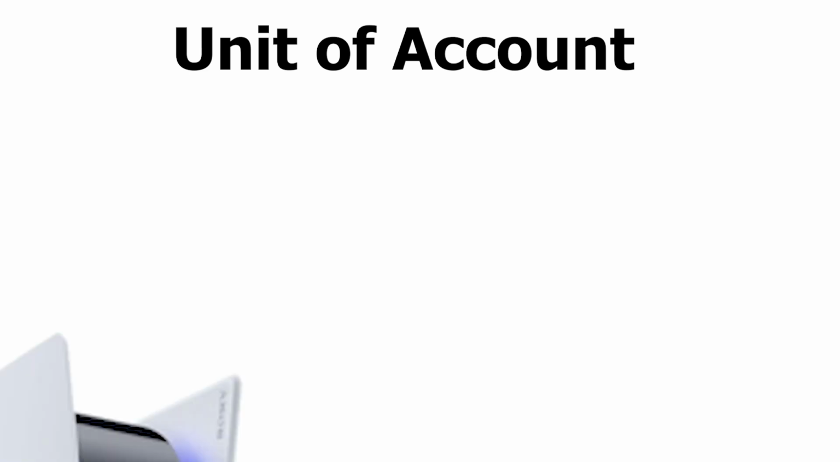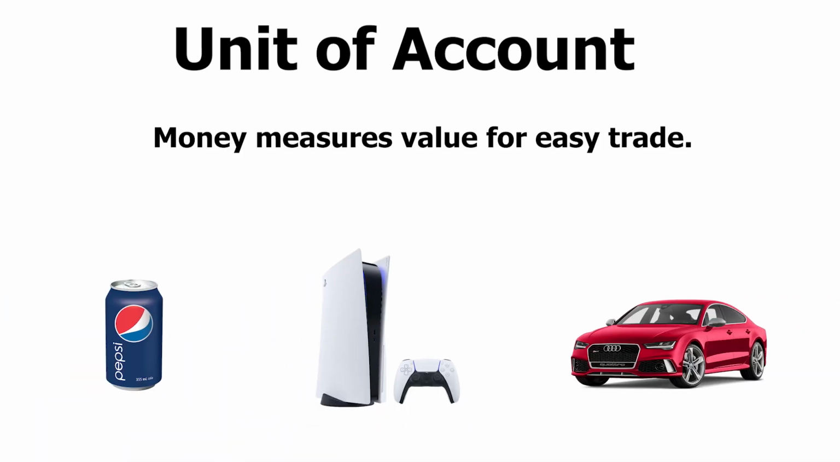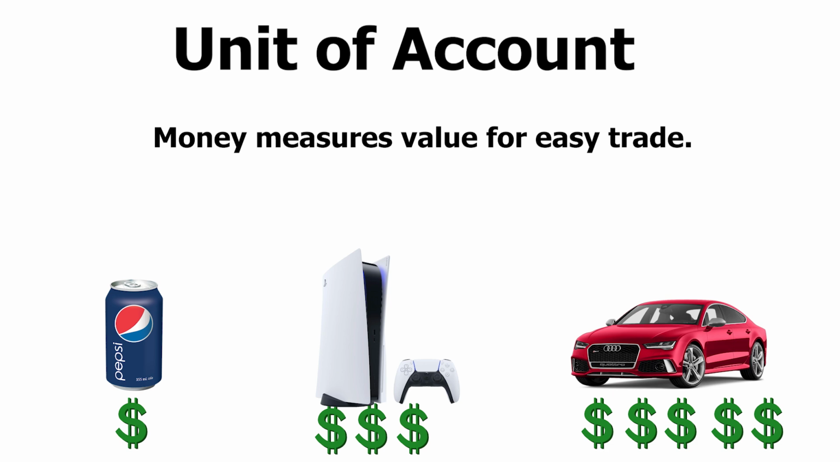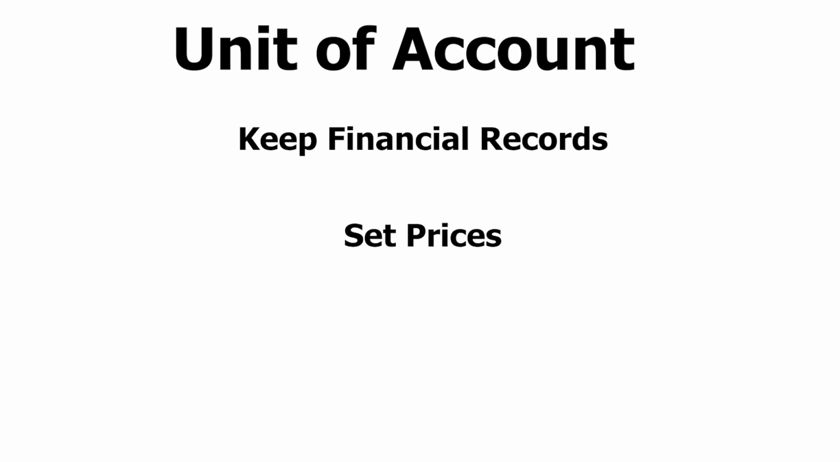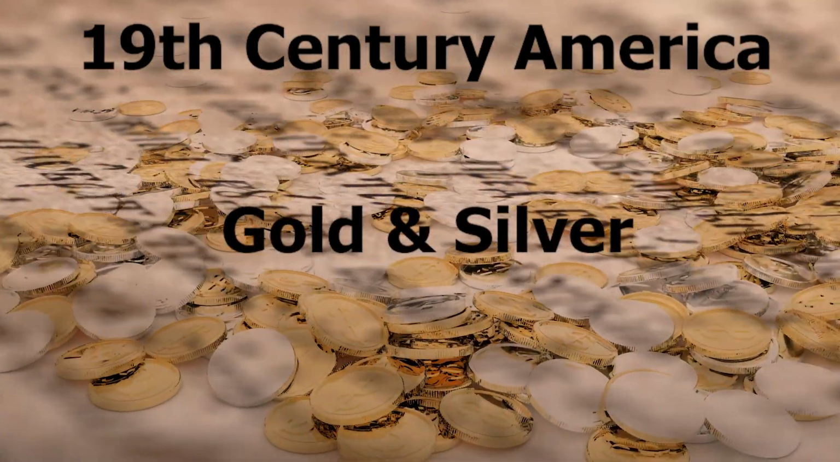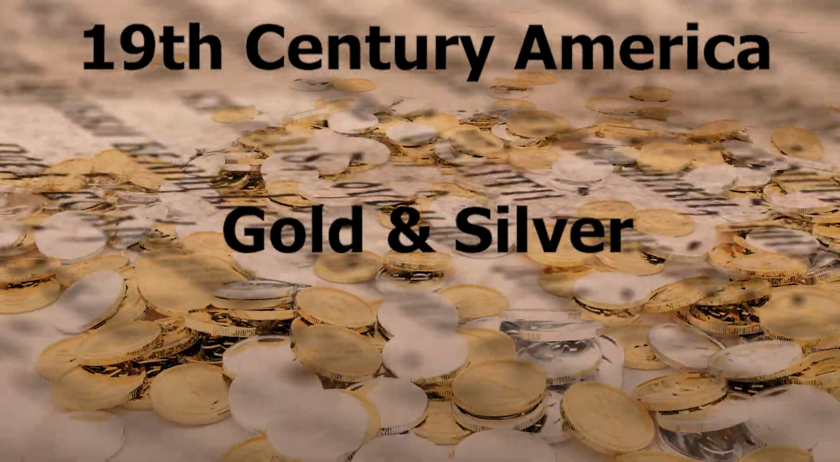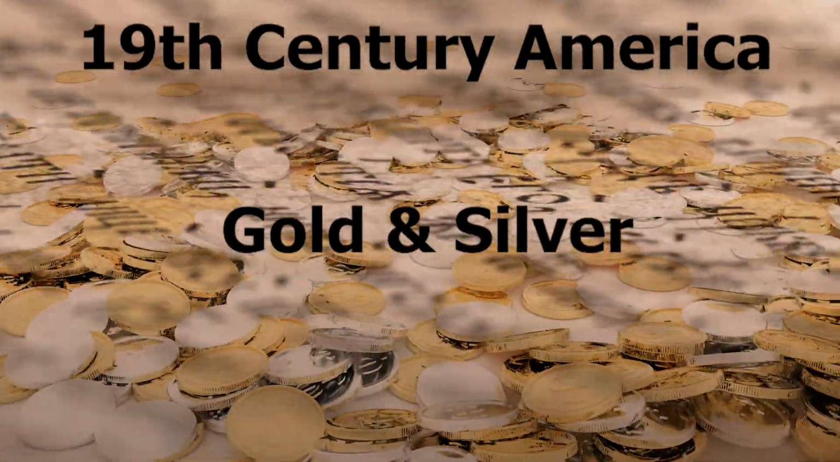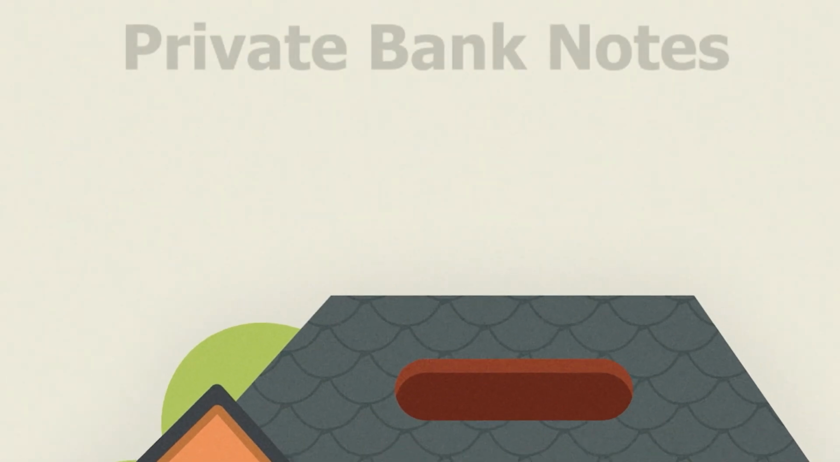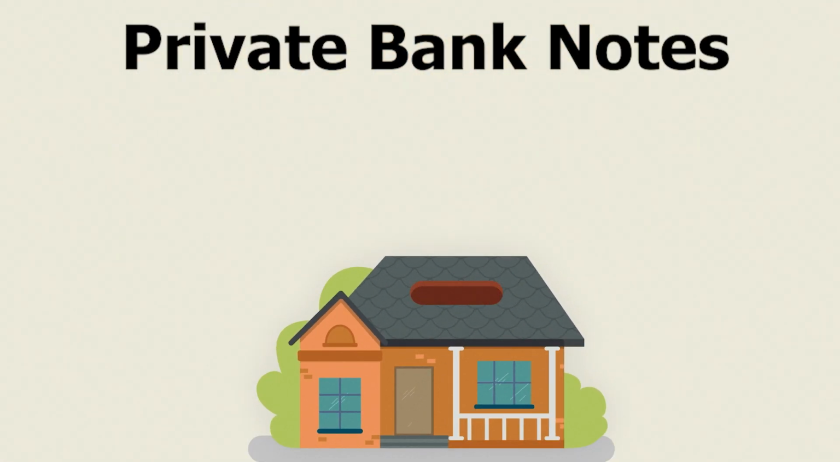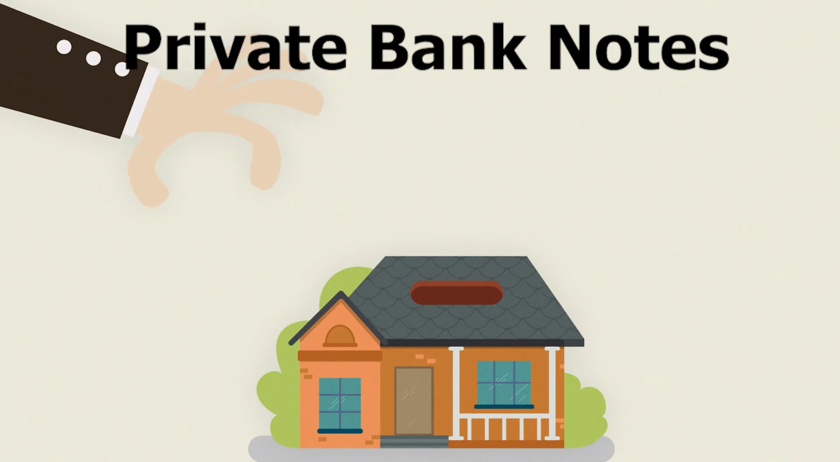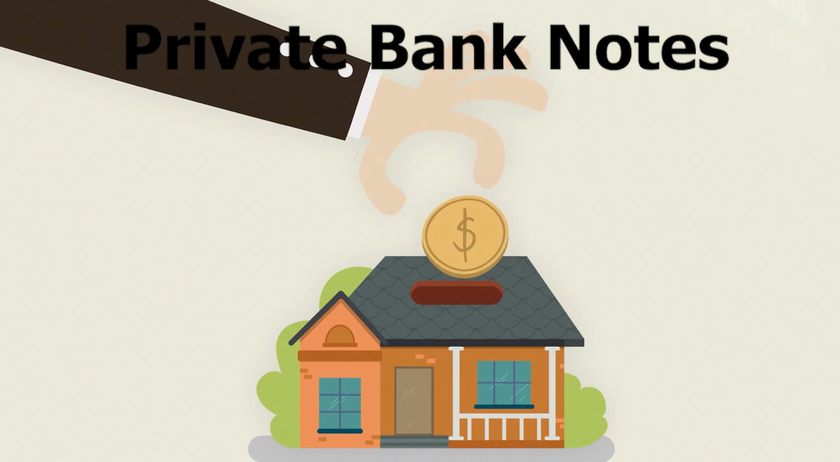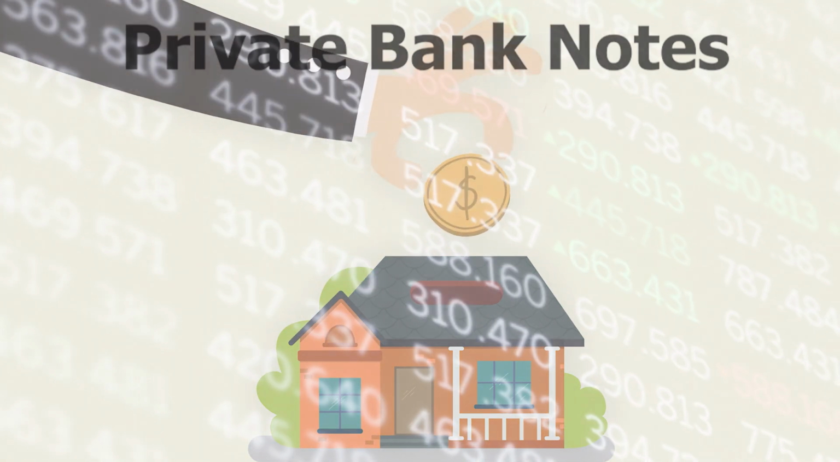Secondly, we have the unit of account. And this means that money provides a common measure to determine the value of goods and services. We use it to keep financial records, set prices, and balance books. In the 19th century, gold and silver were often used to price assets and different forms of money that coexisted. For instance, privately issued banknotes were widespread in the United States during this period, but their value was sometimes uncertain.